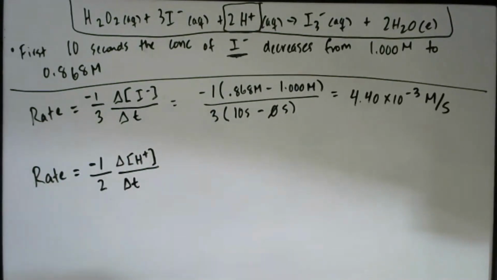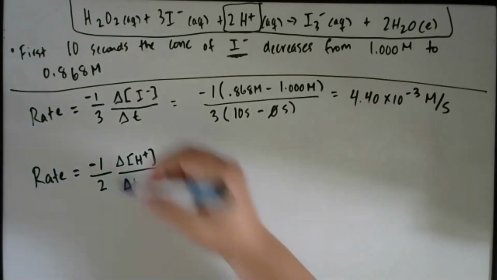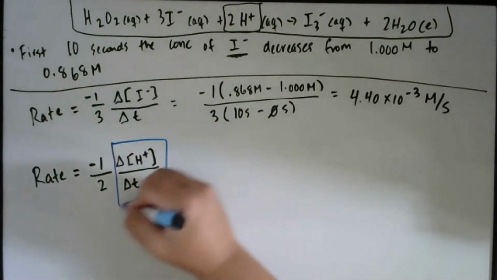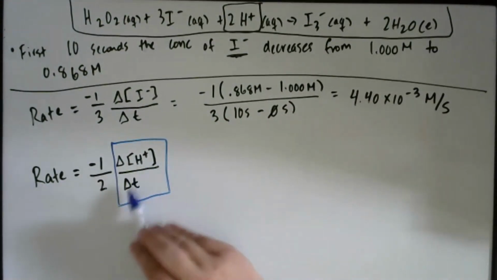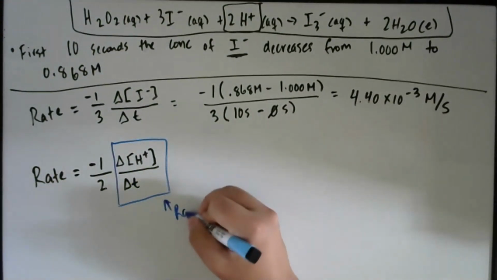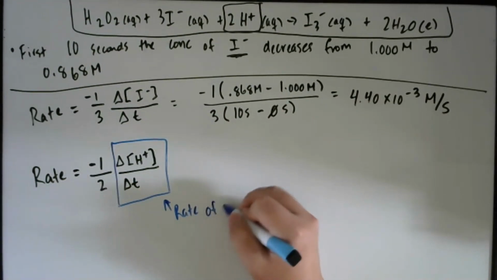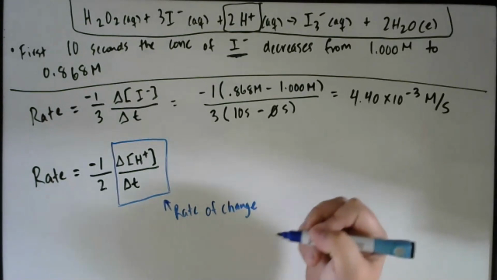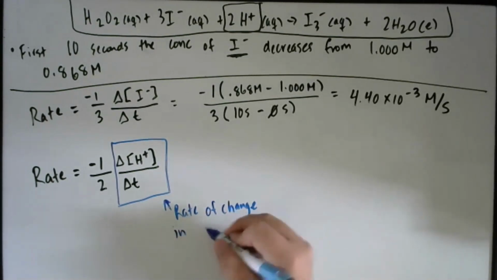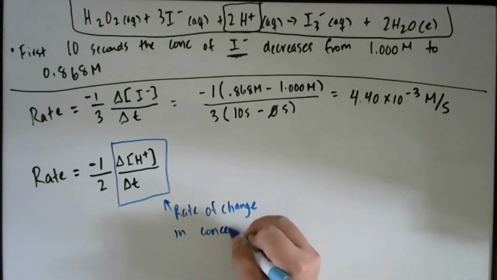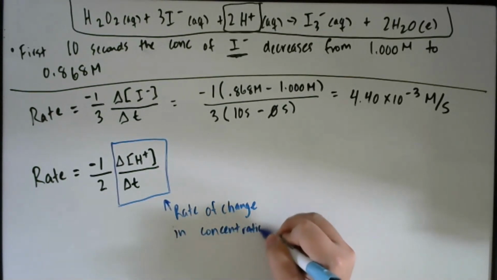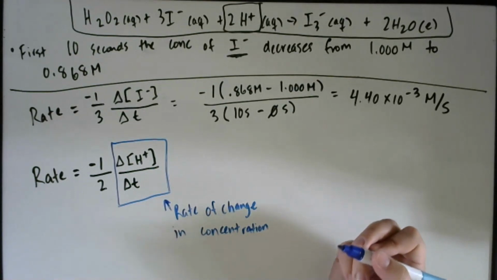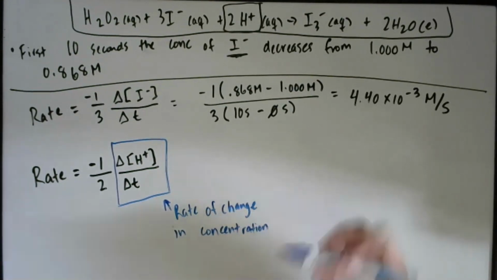Okay, and this is asking us to solve for the rate of change in the concentration of the hydrogen ion. And that term you want to specifically link to this expression here. So this delta H+ over delta t is what we're talking about when we're saying the rate of change in concentration. Okay, so that's the rate of change in concentration.